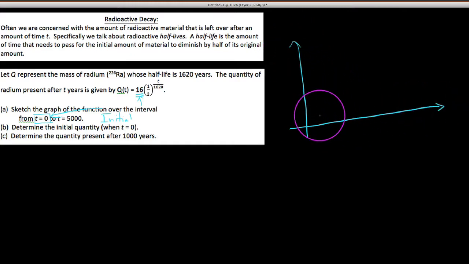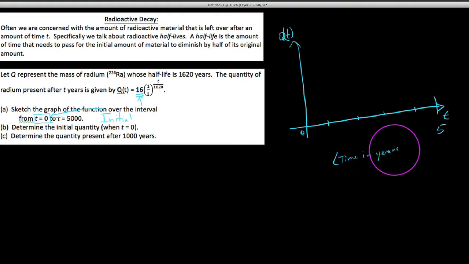Sorry for my crooked graph here. But we say 5,000 years. We've got 0 here. We'll put time down here, and we'll put the amount of radioactive material, Q, as a function of time up here. But we say after 1, 2, 3, 4, 5, and this is time, ooh, let's just get that out of there. It's driving me nuts. Time in years, and we say in thousands of years. Okay. So we've got this down here, so we say 1,000, 2,000, 3,000, 4,000, 5,000.